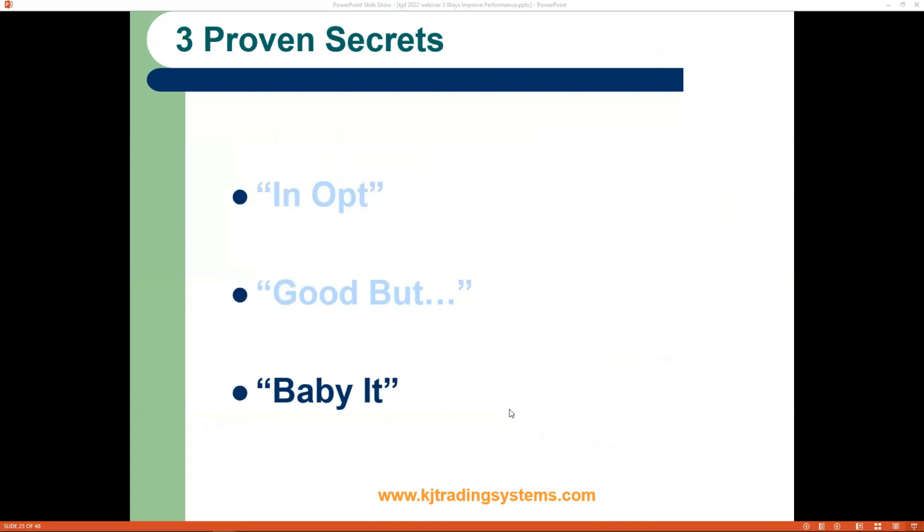Okay, so secret number 1, in-opt. That's intelligent optimization. Secret number 2 was good, but not too good. And the third one is baby it. Okay, and you might be like, what? What does that mean?